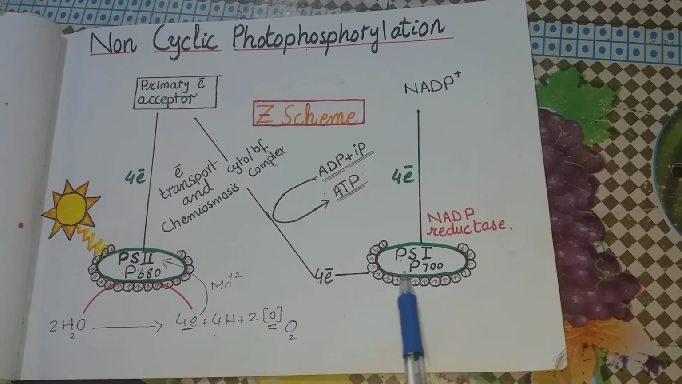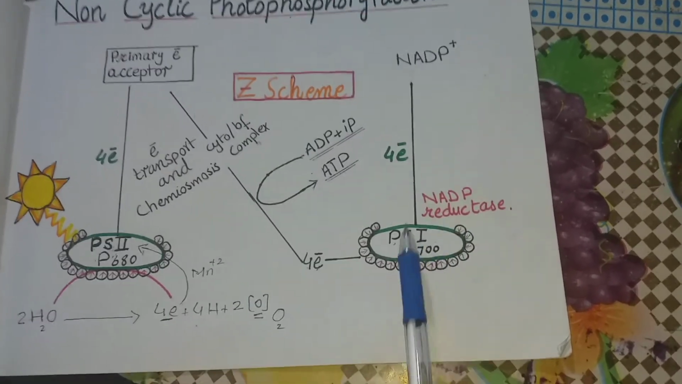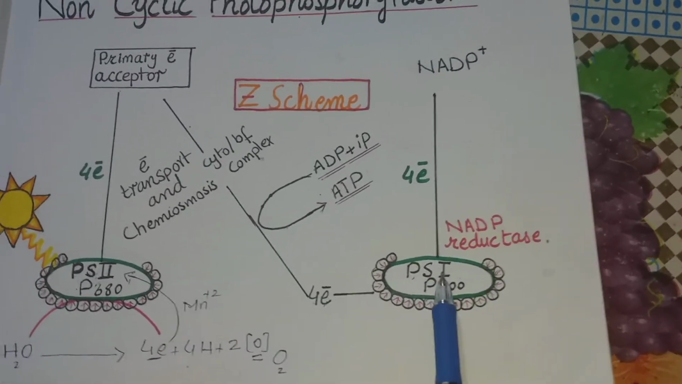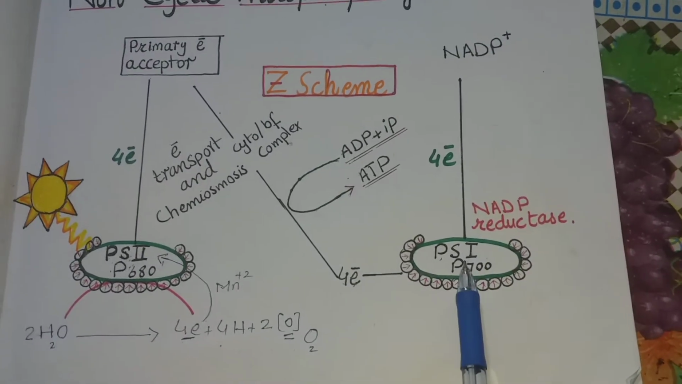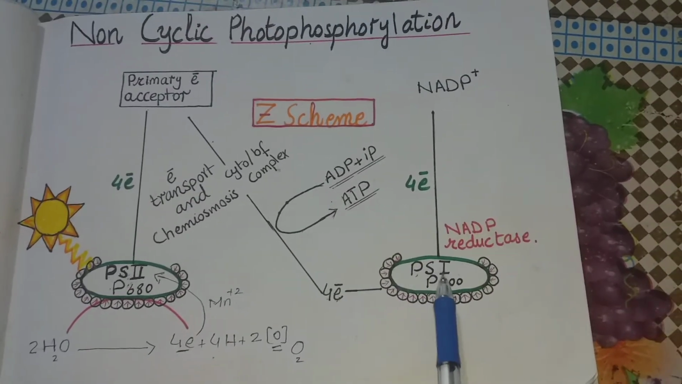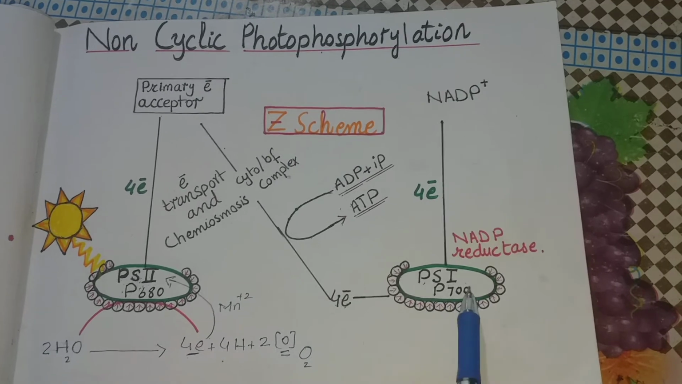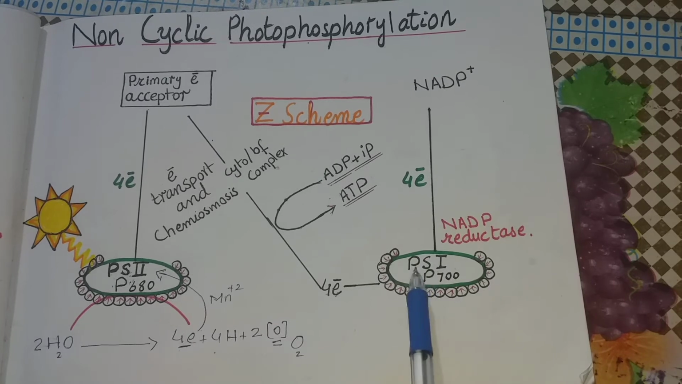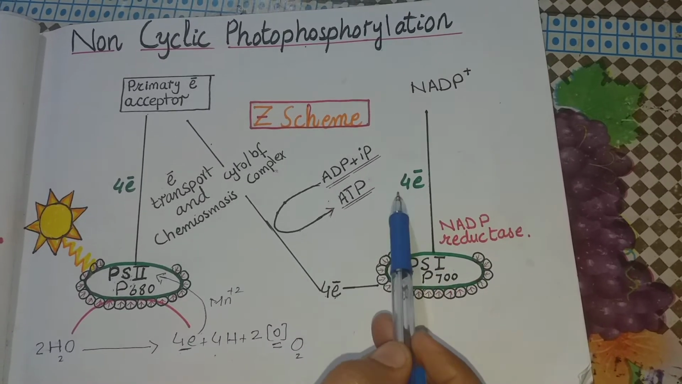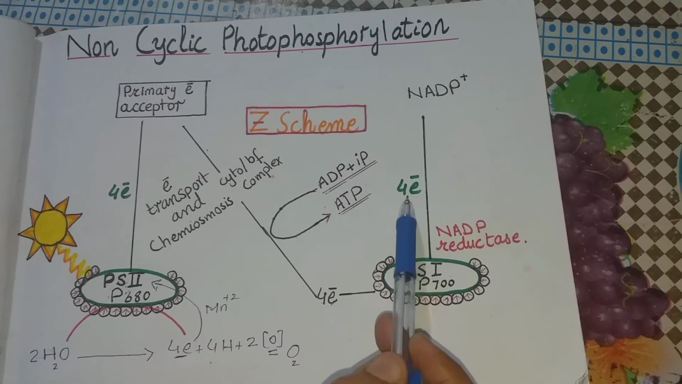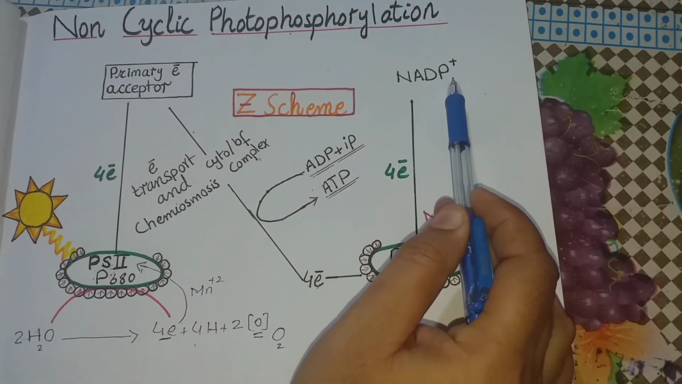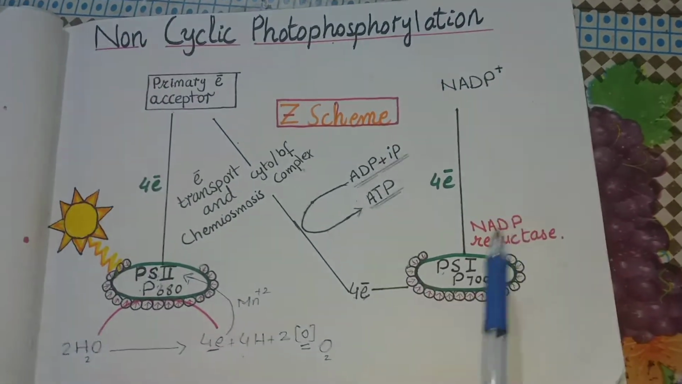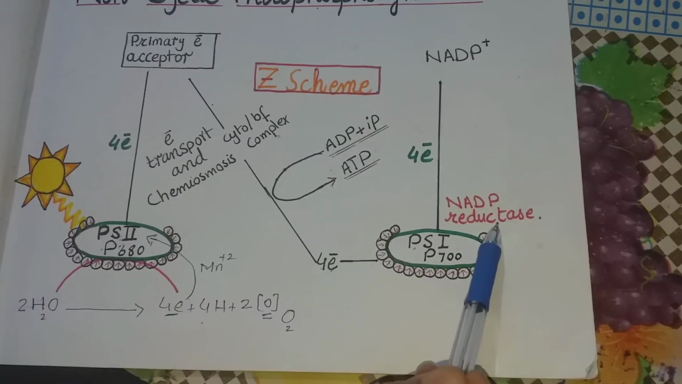So once again, this photosystem is filled with electrons. There is no space for an electron. If there were a space, then they would come back to their home, but at that time PS1 cannot run cyclic photophosphorylation because there is no space. Okay, these 4 electrons were accepted by NADP. These 4 electrons are accepted by NADP in the presence of NADP reductase.